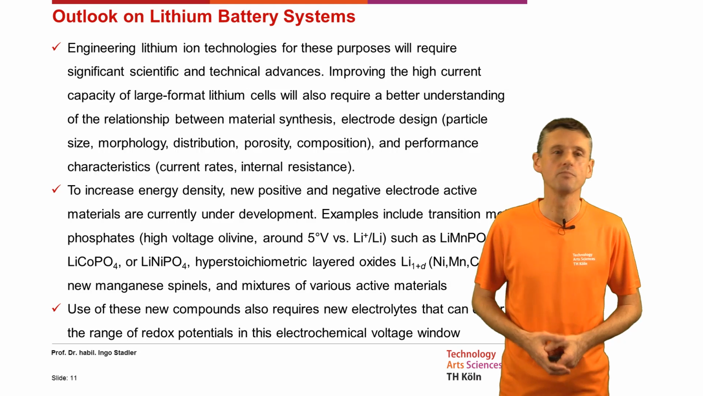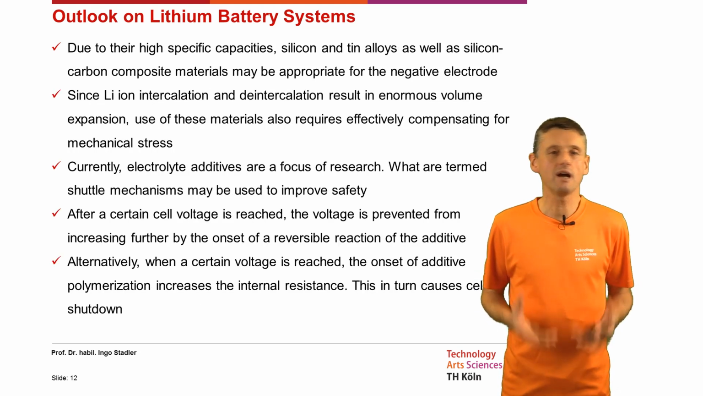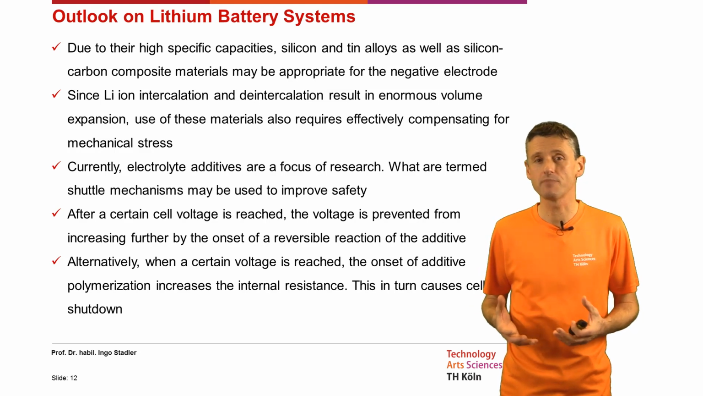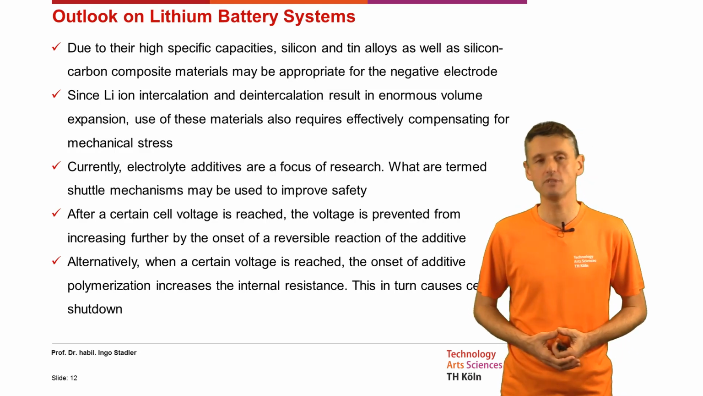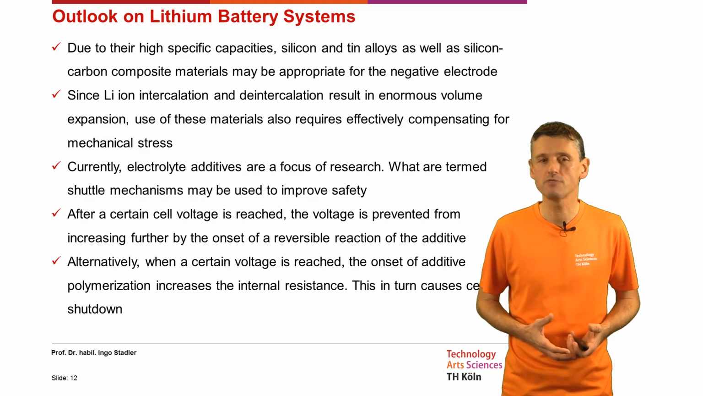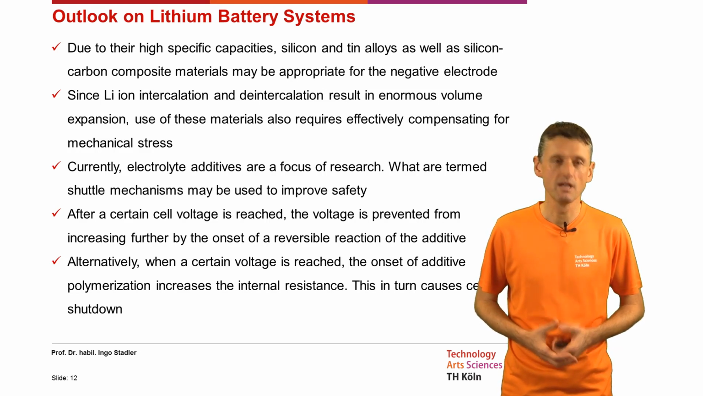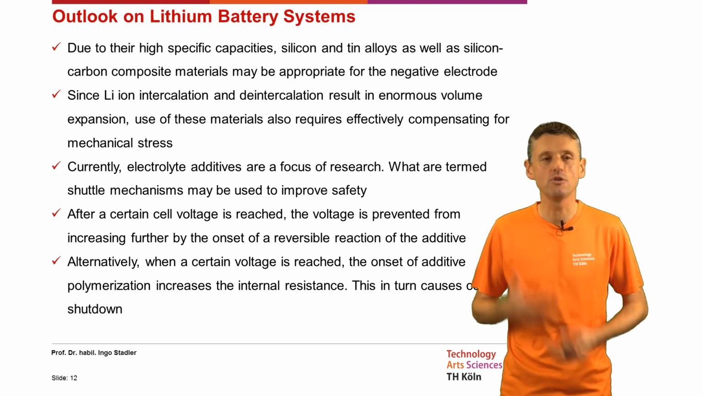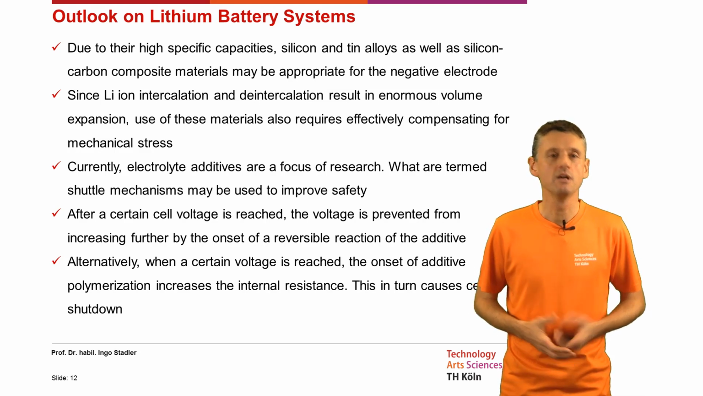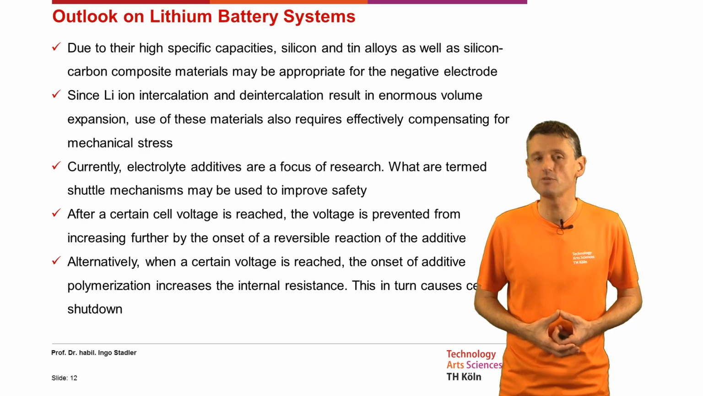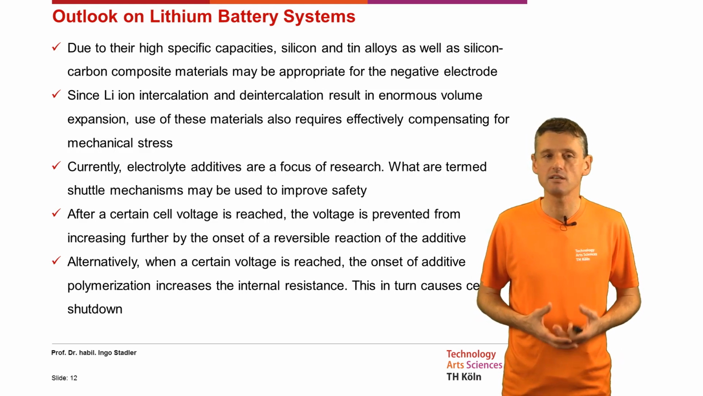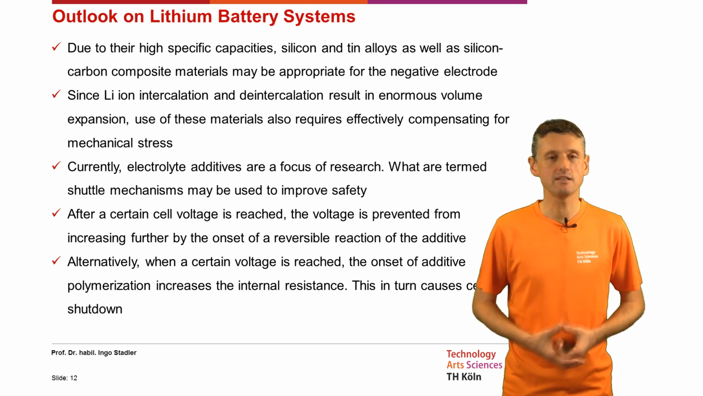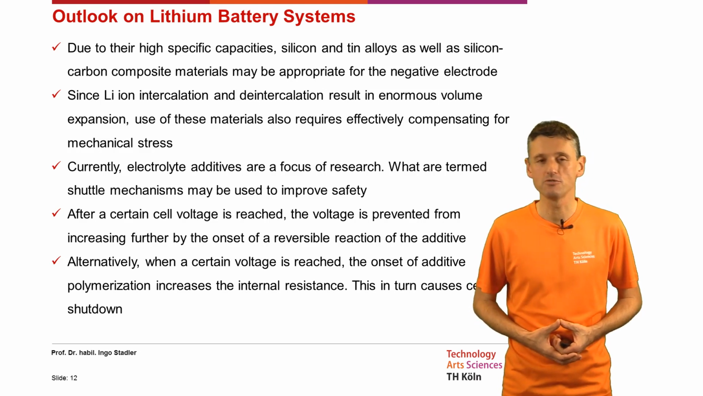voltage window. Due to their high specific capacities, silicon and tin alloys, as well as silicon-carbon composite materials, may be appropriate for the negative electrode. Since lithium intercalation and deintercalation result in enormous volume expansion, use of these materials also requires effectively compensating for mechanical stress. Currently, electrolyte additives are a focus of research.